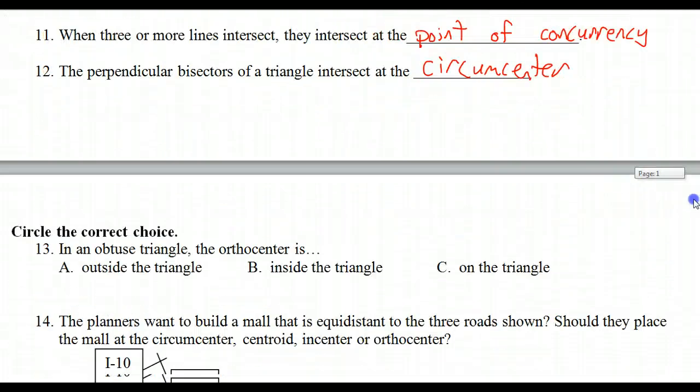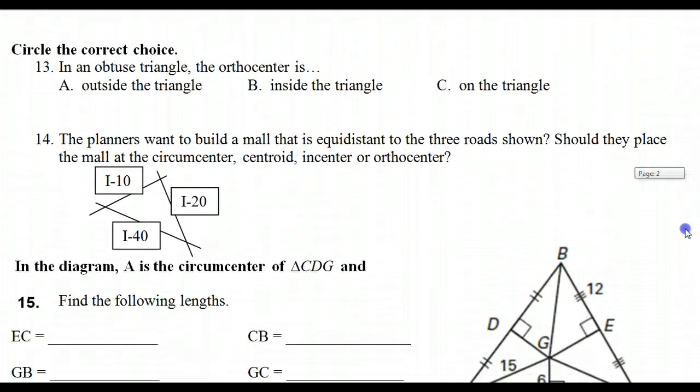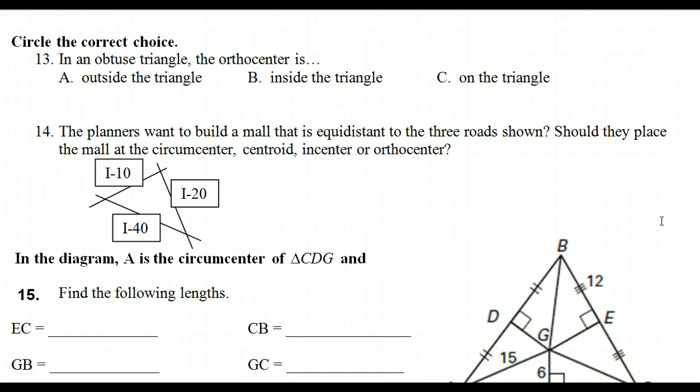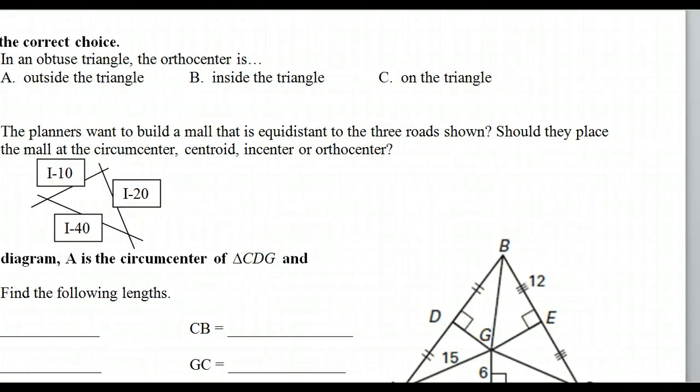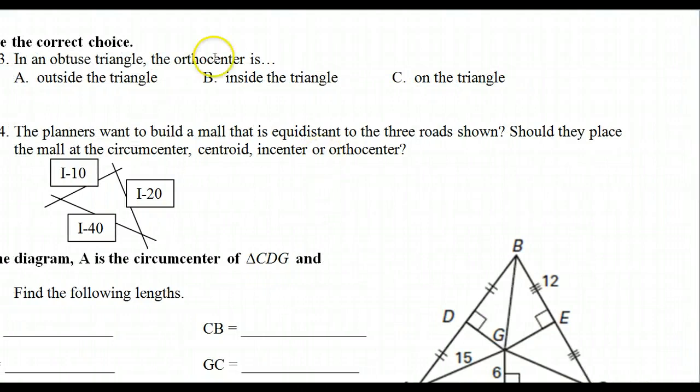So, don't forget to study. It's the moral of the story. Circle the correct choice. In an obtuse triangle, the orthocenter is outside the triangle, inside the triangle, on the triangle. I basically recommend that you do a quick sketch to figure this out.